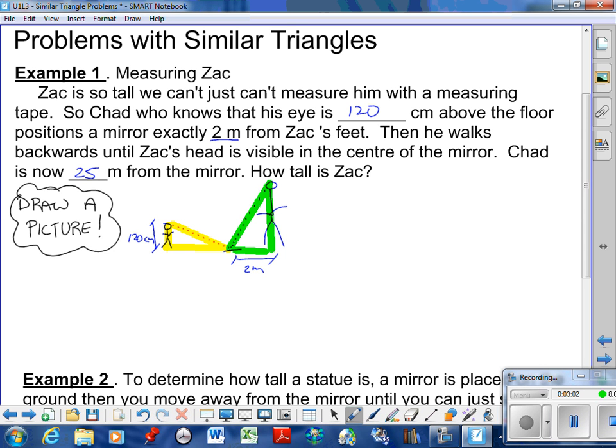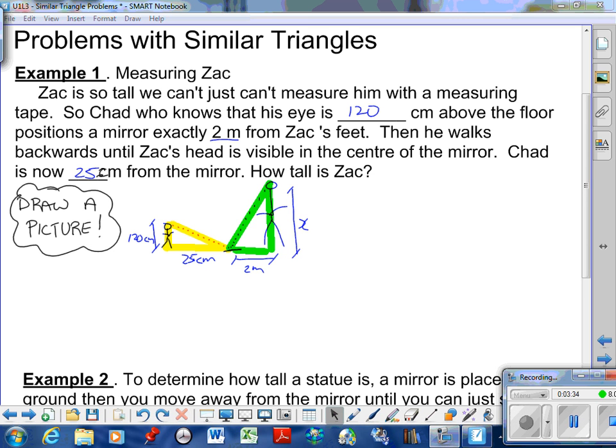So we know that Chad moved back 25 centimeters. Or 25 meters. Let's change that to centimeters, that way you don't have to erase anything. Move that to centimeters right there, up in the question. So this is 25 centimeters. We want to know how tall Zach is. So what is his height here? We're looking at x.